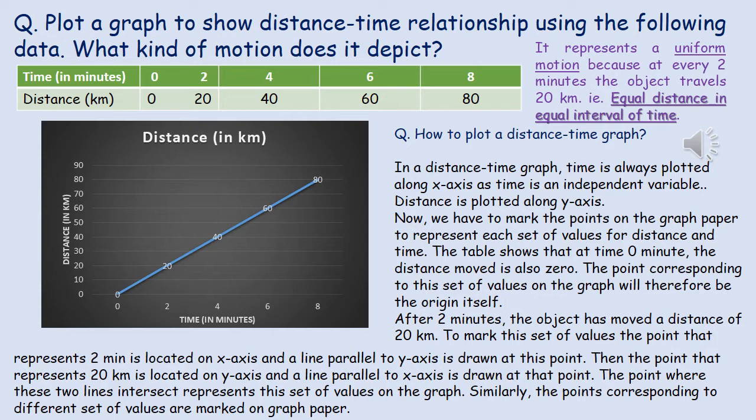After 2 minutes, the object has moved a distance of 20 km. Mark this set of values. The point that represents 2 minutes is located on the x-axis and a line parallel to the y-axis is drawn through this point. Then the point that represents 20 km is located on the y-axis and another parallel line is drawn to the x-axis, and the point where these lines intersect represents this set of values on the graph.